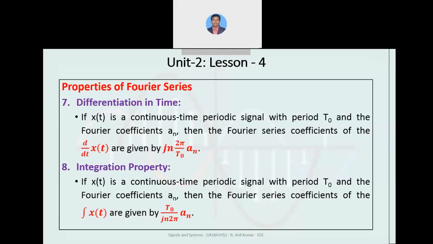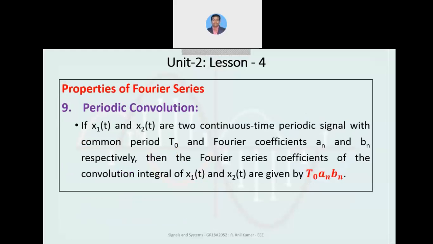Next is differentiation in time. The Fourier series coefficient of d by dt of x of t will be jn times 2 pi by t naught into an. And similarly, the integration property: the integral of x of t will be t naught by jn 2 pi into an. We can write it as minus j into t naught by 2n pi also. This is quite the inverse of differentiation in time.